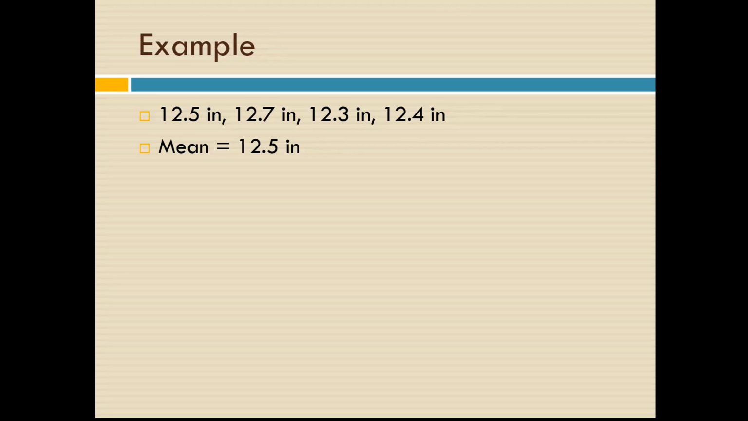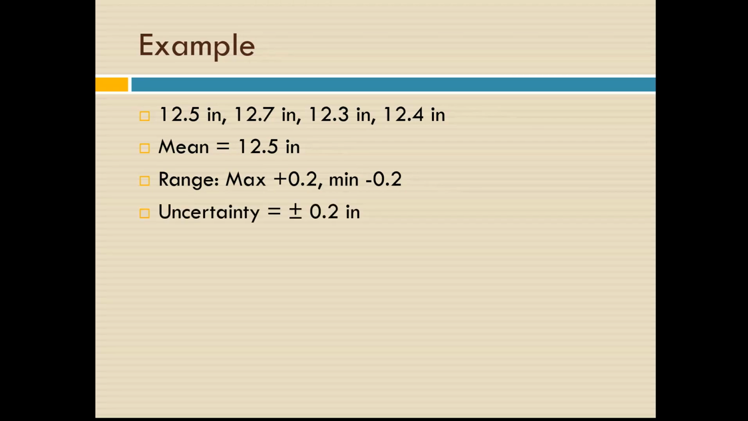Now, what are the ranges? The first number has a range of 0. The second number is plus 0.2. The third number is minus 0.2. The fourth number is minus 0.1. So therefore, your range has a maximum of plus 0.2 and the opposite range is minus 0.2. Our uncertainty, therefore, is plus or minus 0.2 inches. All good? Now all we got to do is take that 0.2 and divide it by 12.5.